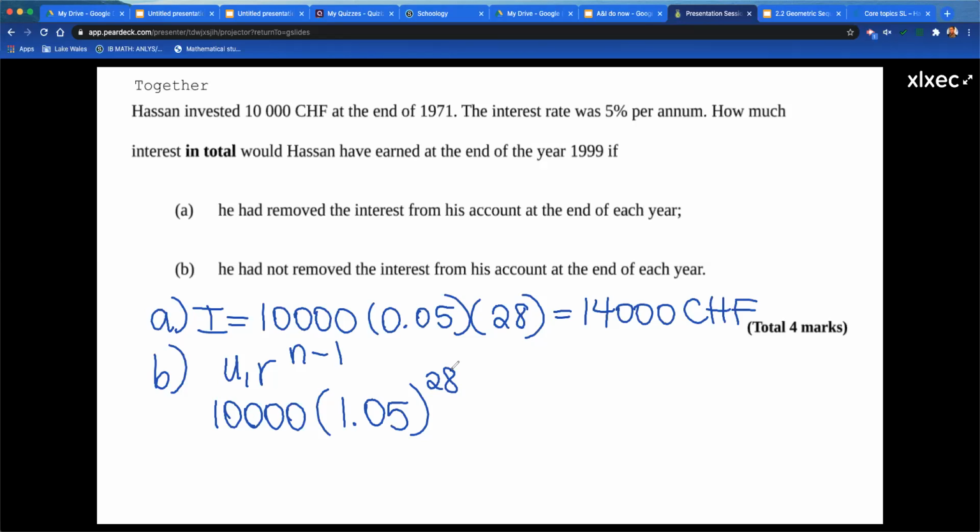So 10,000 would be more like year 0, right? Exactly. So let me change that. Because that's the initial, not necessarily his first year's amount, but his initial amount. So type this in and get that number so we can figure out how much he has at the end of 28 years.